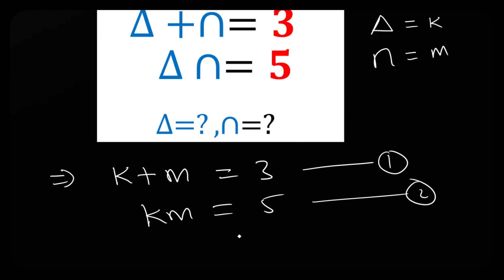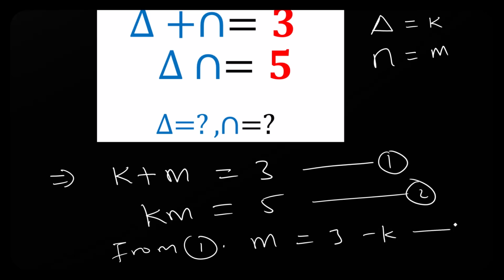Alright, so how do we solve for K and M? Now let's make one of the variables the subject here. So we can make M the subject from equation 1. From 1, M is the same as 3 minus K. That will be the third equation. Now let's put 3 in 2. So we put M here, that will be K times 3 minus K.